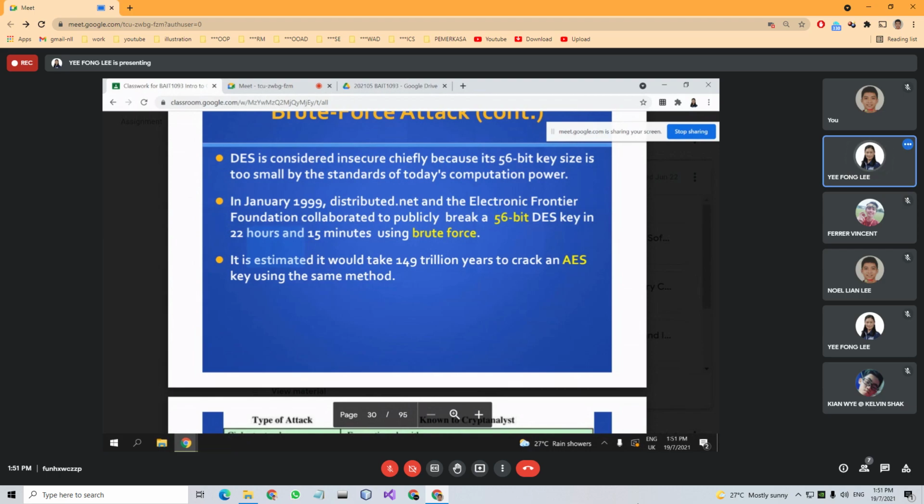The 56-bit key was cracked using just brute force within around 22 hours, less than 1 day. So slowly they moved to triple DES and then AES, another algorithm used in symmetric encryption. Look at the third bullet: it is estimated to take 149 trillion years to crack an AES key using the same method. That's why AES is more and more popular nowadays.